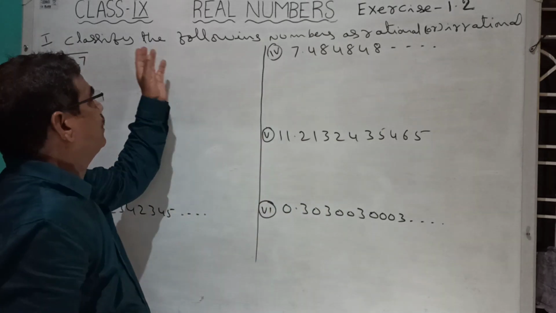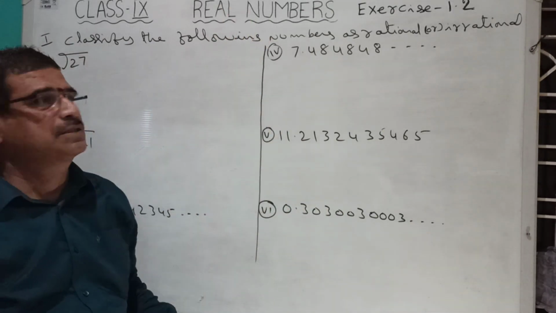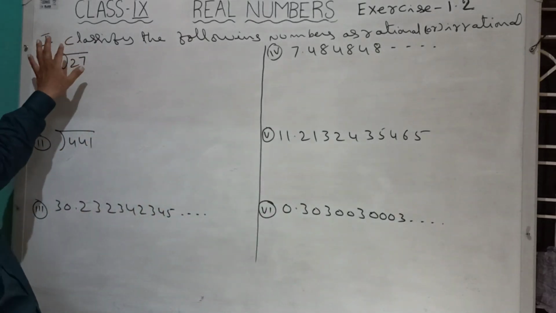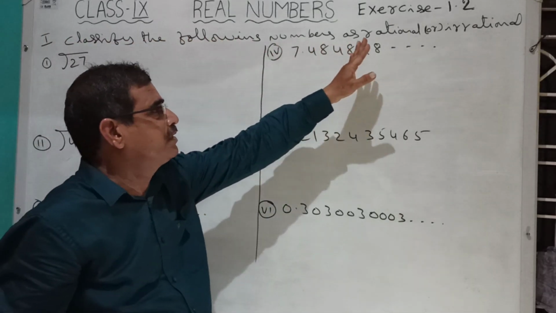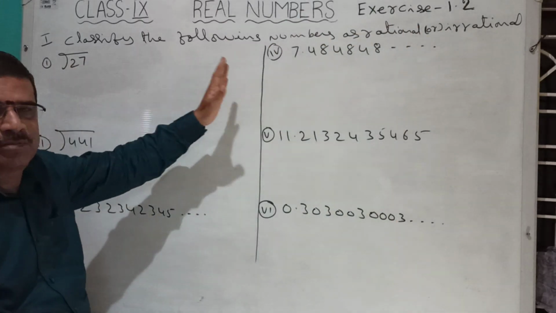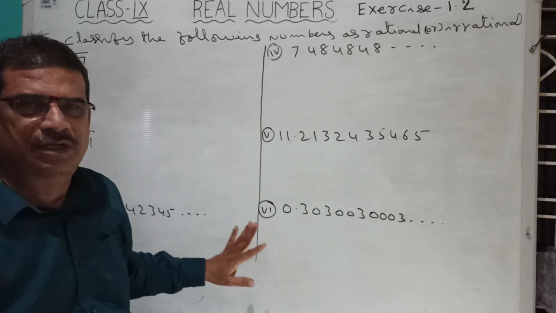Now I am going to explain 9th class Real Numbers, exercise 1.2. In 1.2, the first sum is to classify the following numbers as rational or irrational. So we have to say whether these numbers are rational or irrational.